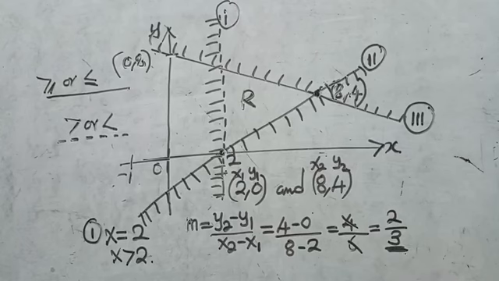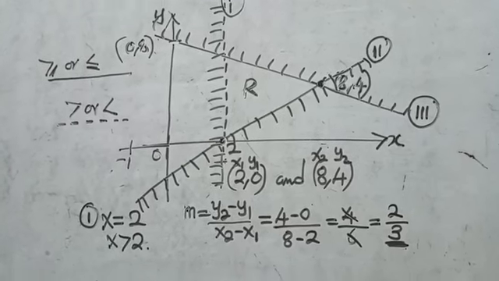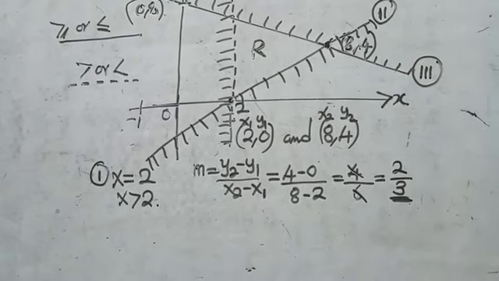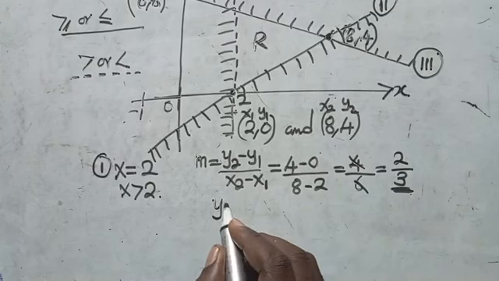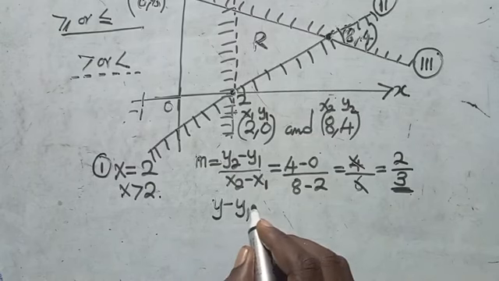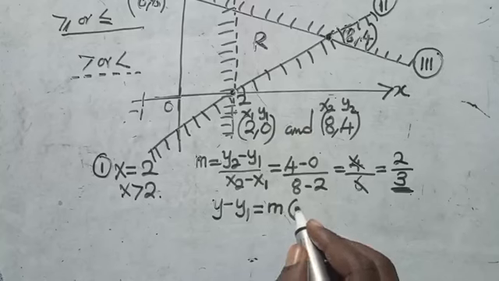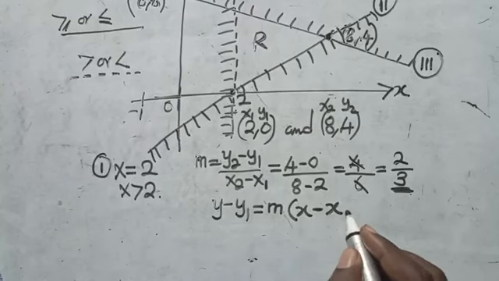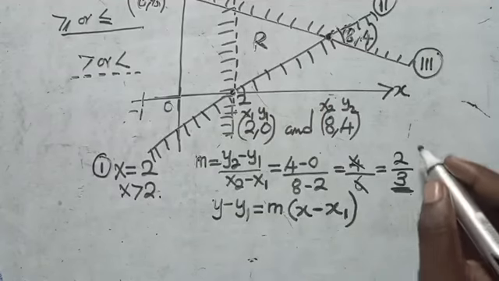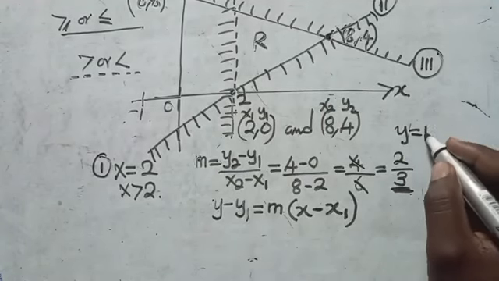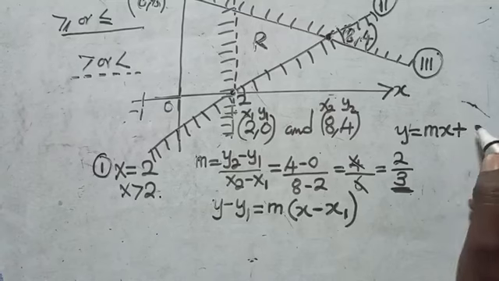Once you find the gradient, what you are supposed to do is write the general equation of all straight lines. How is the general equation of all straight lines? You just go with this one: y minus y1 is equal to m open bracket x minus x1. So this is the particular formula you are going to use. Some people get to use y is equal to mx plus c.